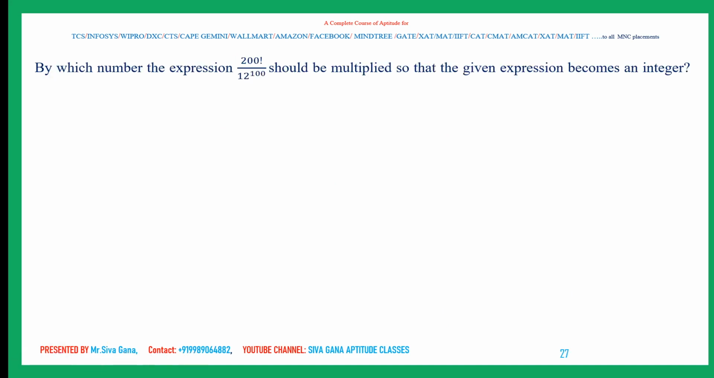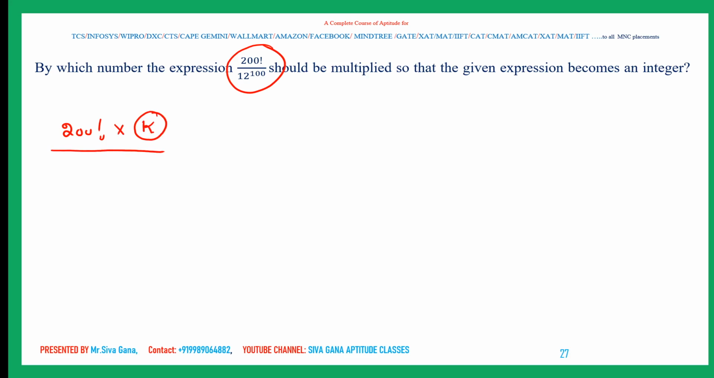Now, a beautiful question has been given in Infosys company. 200 factorial by 12 power 100. By which number should this expression be multiplied so that the given expression becomes an integer, which means perfectly divisible? For perfect divisibility with 12 power 100, what number do we have to multiply the numerator with, which means 200 factorial into some number? We have to multiply with what number?